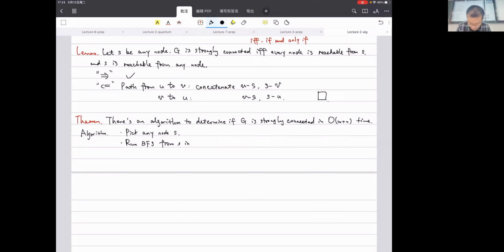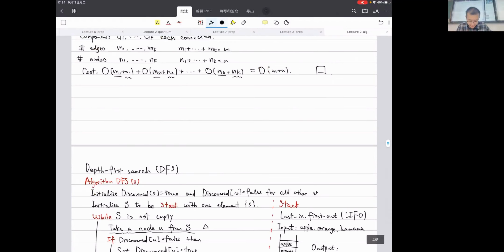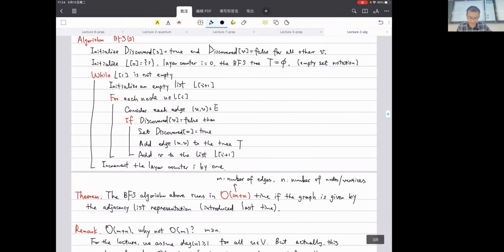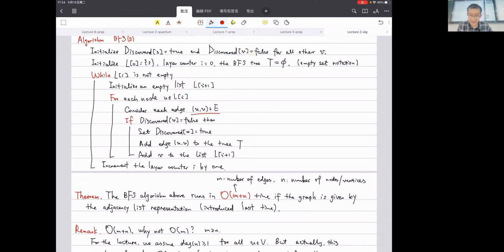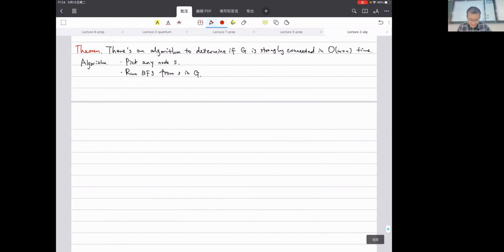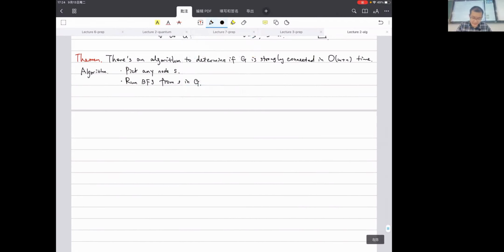on S in G. You can directly find a version of BFS for the directed graph. In general, if each time you consider each edge UV, you consider all the directed edges from U to V, this definition of BFS is transparently applied to directed graphs. And basically for this directed graph, we pick any node S and we run BFS from S in G.